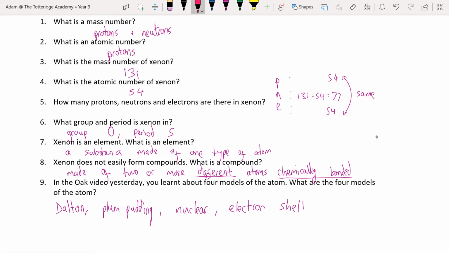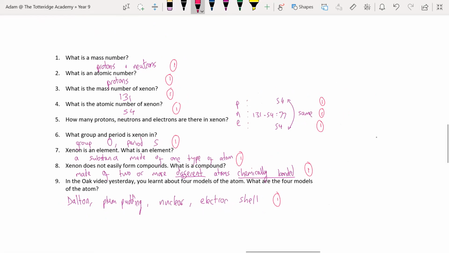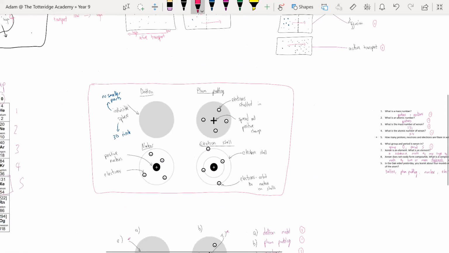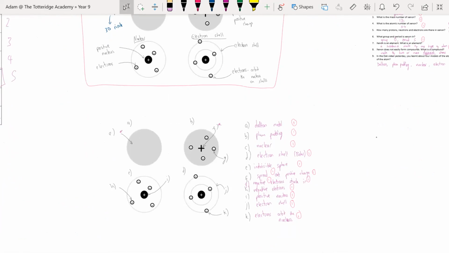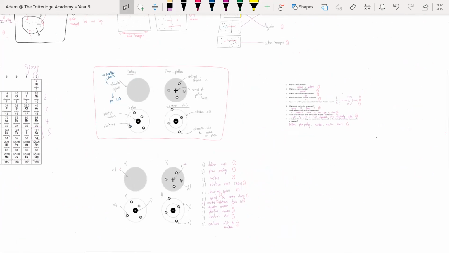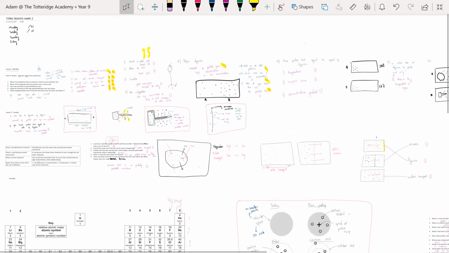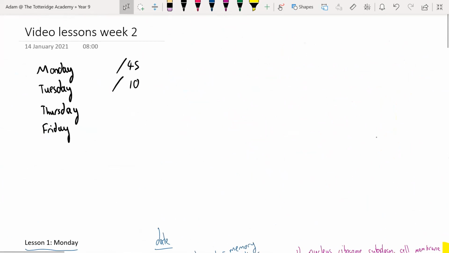Let's do some points. 1, 2, 3, 4, 5, 6, 7, 8, 9, 10, and 11 over there. So 11 points there. We did how many points in this one? 1, 2, 3, 4, 5, 6, 7, 8, 9, 10, 11, 12, 13. So that'll give us 24 points in total. Let's pop those into our tracker at the front and listen to me very carefully.